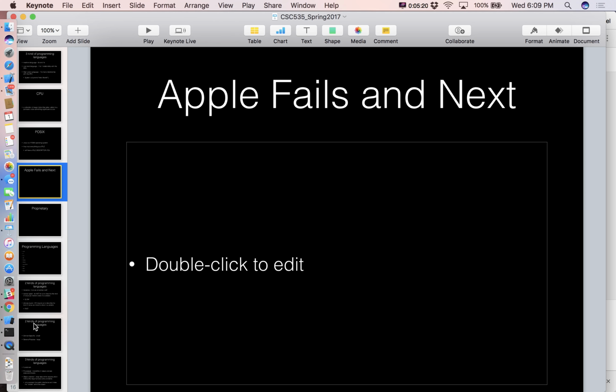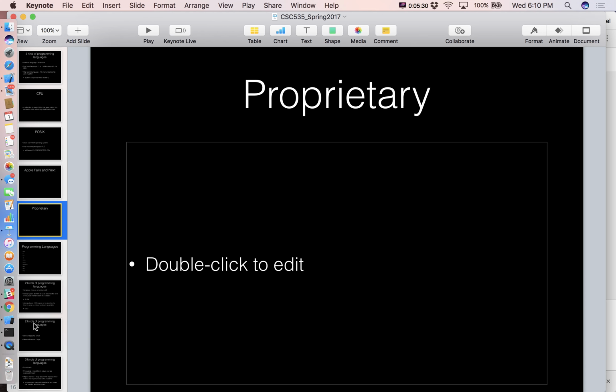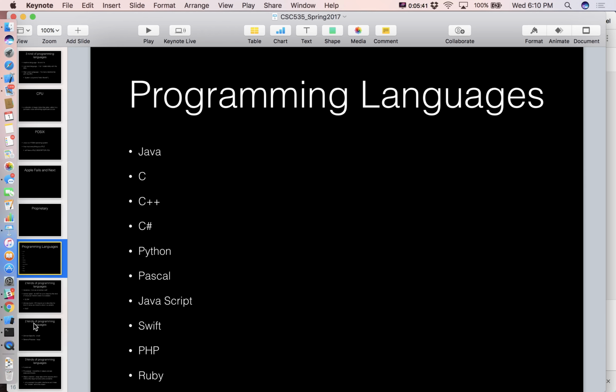NeXT Computers was the company founded by Steve Jobs while he was canned from Apple. Then they brought him back when they acquired NeXT Computers, which came with Steve Jobs, and all of a sudden they started coming out with a whole bunch of stuff that helped Apple get back on its feet. Part of that was the technology that NeXT Computers came with.